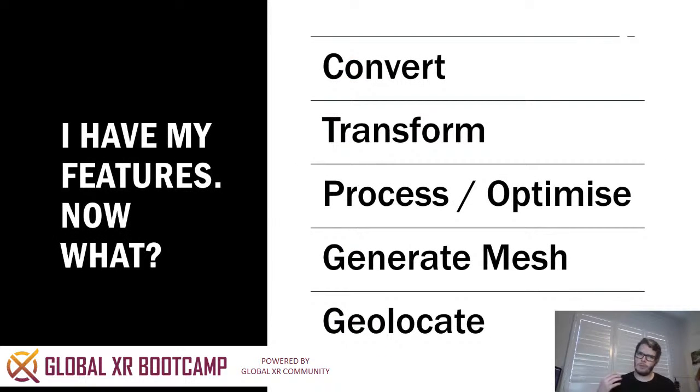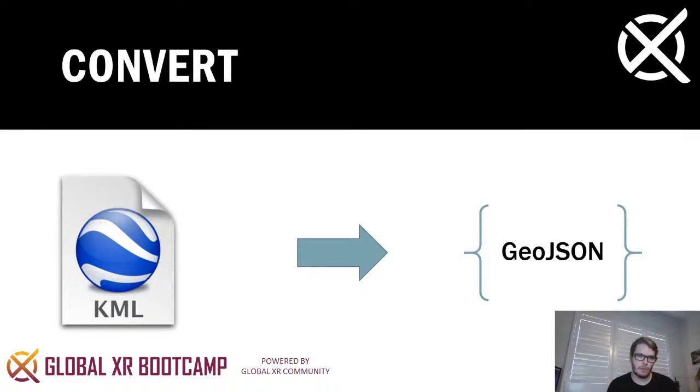But no matter where they come from, no matter how they're defined, you've got to do a few steps with them in order to use them in your application. And I've captured those as convert, transform, processing and optimization, generating a mesh, and geolocating them properly. So we'll go through those one by one, with step one being convert. And this is simply converting it from whatever source format it was into a format that you like working with. I'll almost exclusively be using GeoJSON for this stuff because it's human readable, it's fairly succinct for what it does, and there's a lot of tooling support for it.